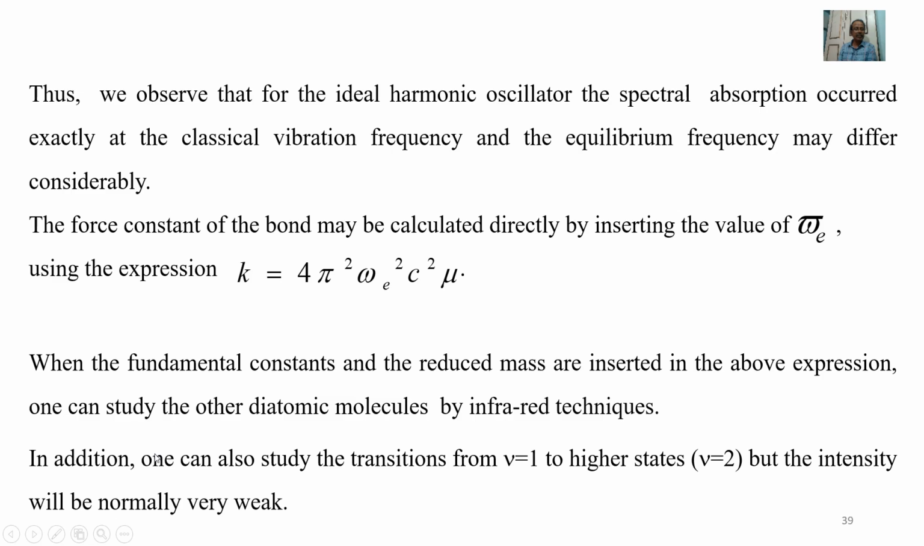In addition, one can also study the transitions from nu equal to 1 to higher states, nu equal to 2. So this is nu equal to 1 to 2. Earlier we studied nu equal to 0 to 1, 0 to 2, 0 to 3. Now this is nu equals 1 to 2, and similarly 1 to 3 also. We call these hot bands. We'll see later, but the intensity will normally be very, very weak.